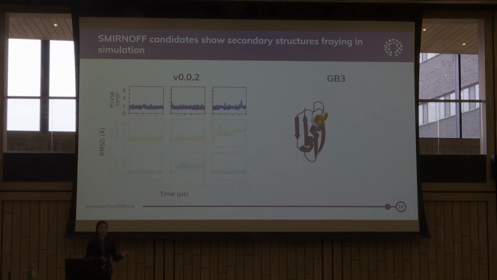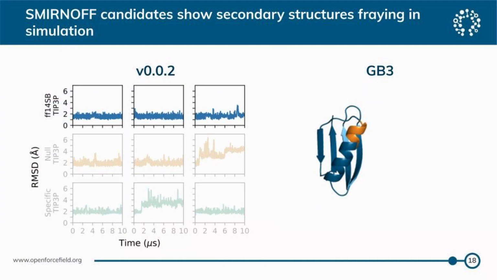So moving on to where this project currently is at, the main focus of the project right now is trying to improve how our SMIRNOFF force field candidates treat secondary structure. One of the key benchmarks that Chapin uses to evaluate our force field candidates is simulating a folded protein in long timescale simulations in water. So in this case, the GB3 protein shown here.